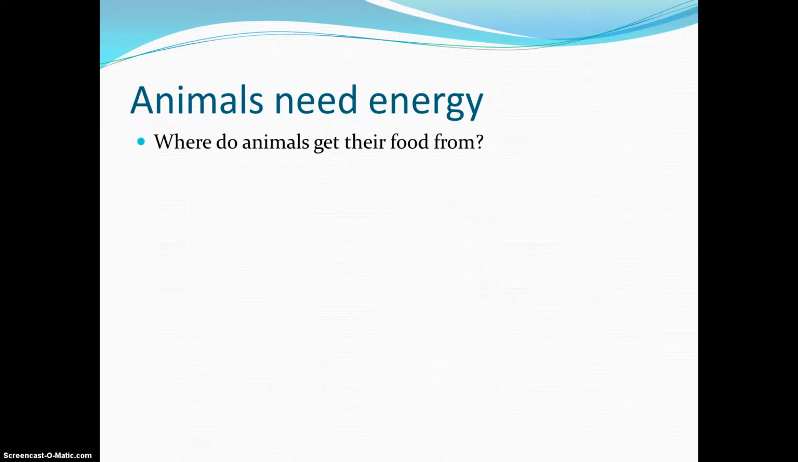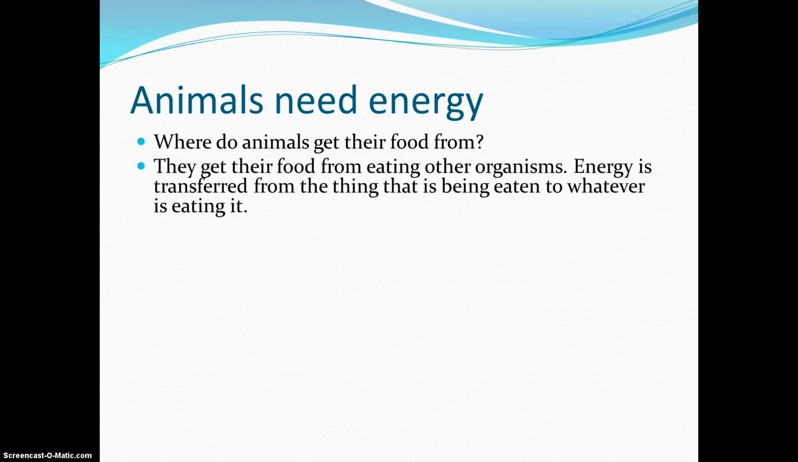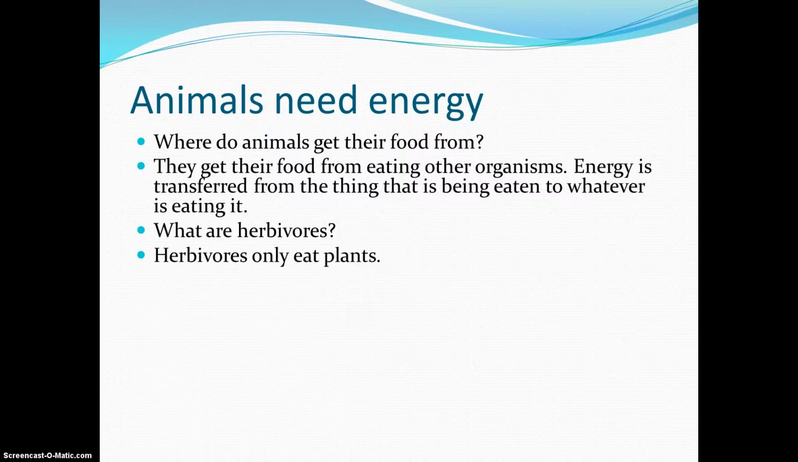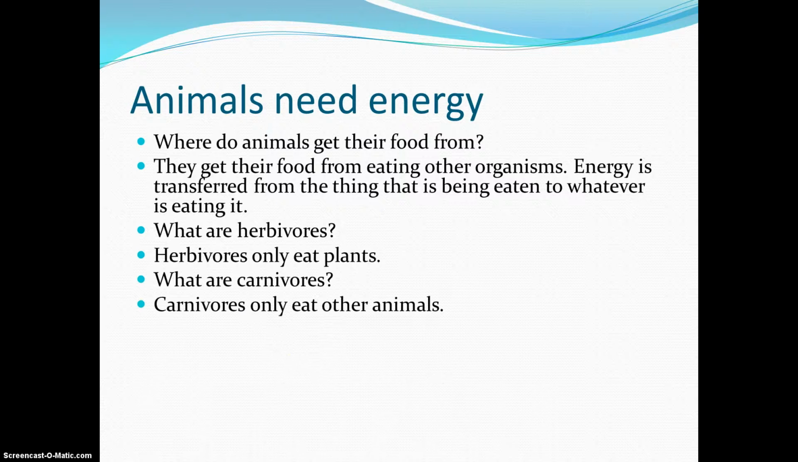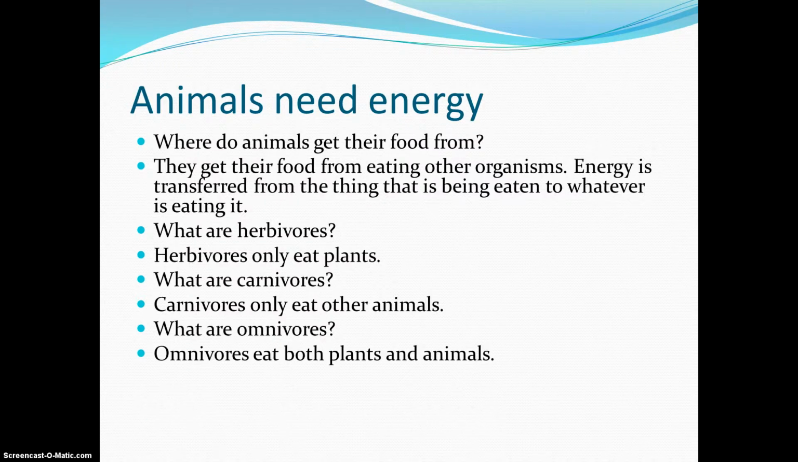Where do animals get their food from? They get their food from eating other organisms. Energy is transferred from the thing that is being eaten to whatever is eating it. What are herbivores? Herbivores eat only plants. What are carnivores? Carnivores are animals that eat only other animals. What are omnivores? Omnivores eat both plants and animals.